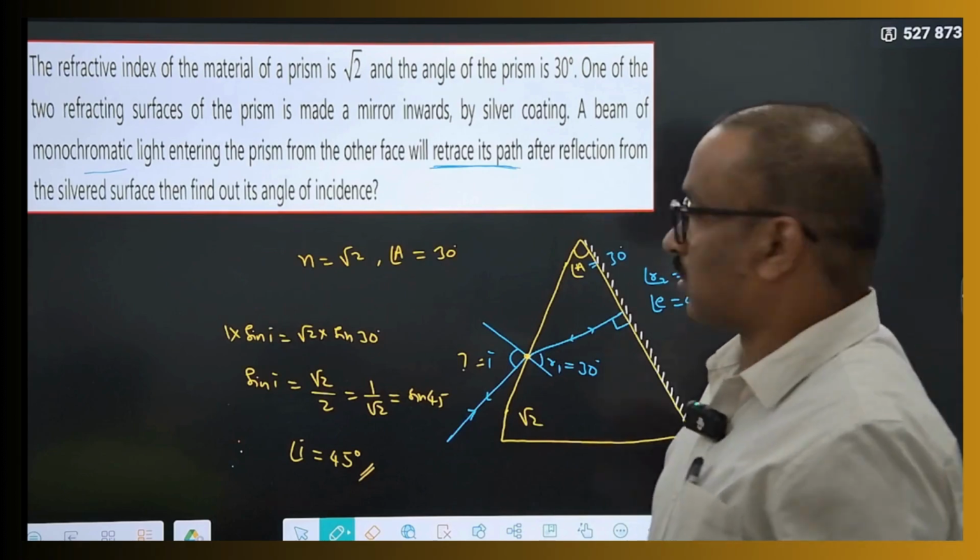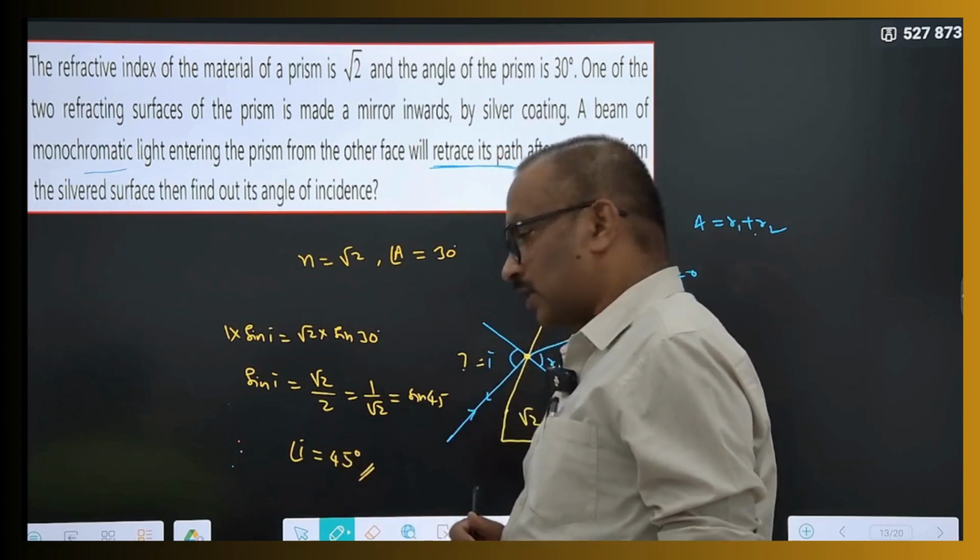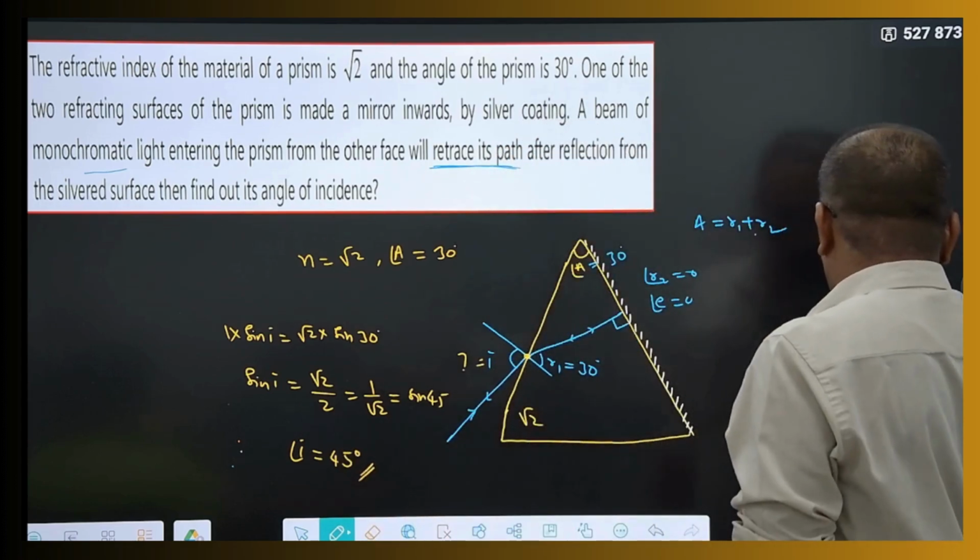Clear? So I think this question was asked in one of your competitive examinations. Clear? So now we will go for the next question.